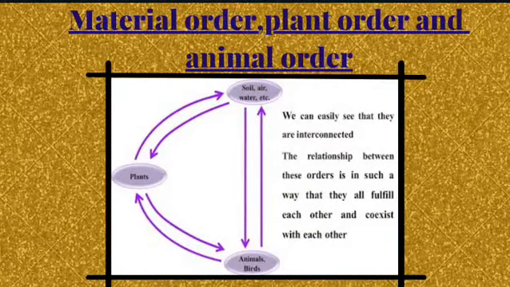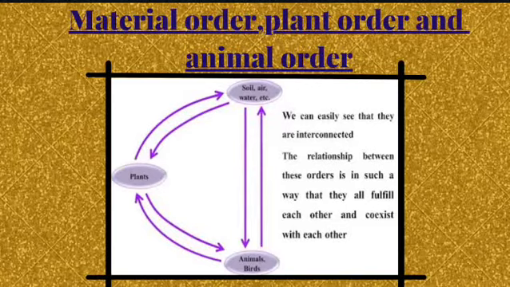Just take a look at this diagram. You can actually realize how mutual fulfillment among these orders occurs. Material order, plant order, and animal order. In this flow diagram, we can easily see how these three orders are interconnected. Let me explain you this connection in brief. The material order provides the basis for movement of all the animals, birds, and fishes. Water, oxygen, and other gases are necessities for both plants and animals.